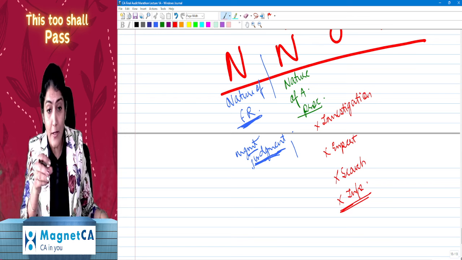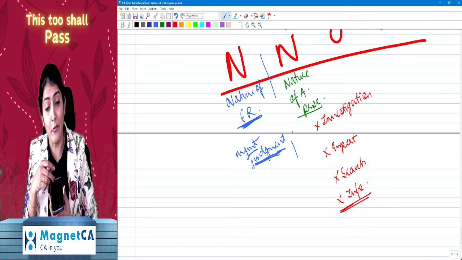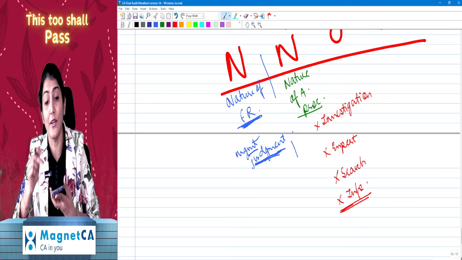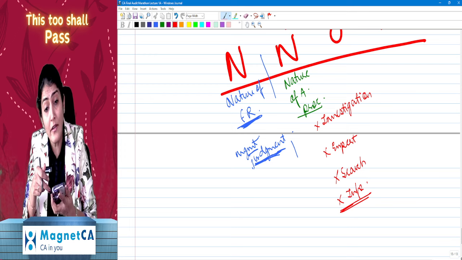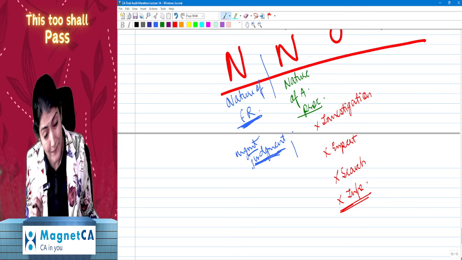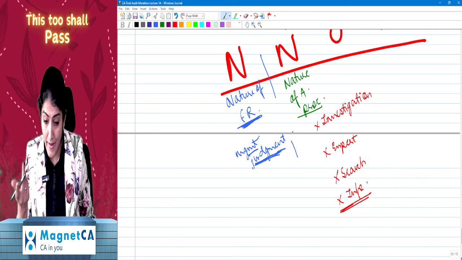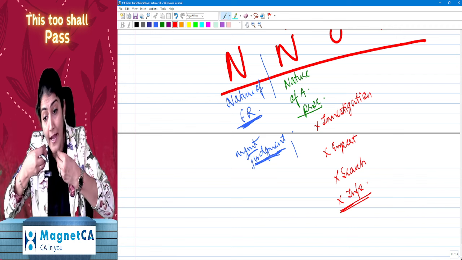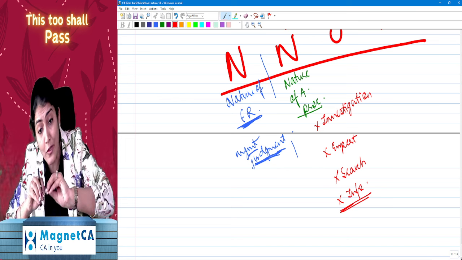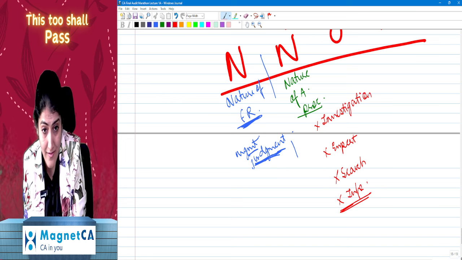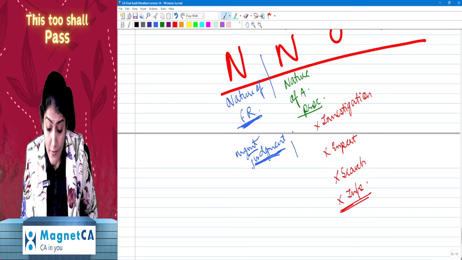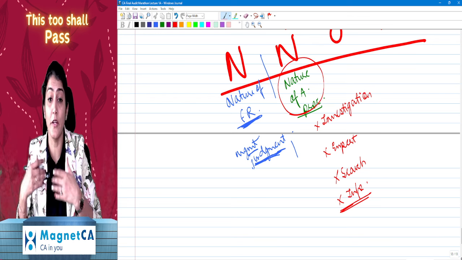So the client gave me the PPE register, property, plant, equipment register, and I did my audit on that register. Who on earth knew that this register itself is wrong? So management gives me wrong information, and I end up doing the right audit procedure on the wrong information. You understand that? So that's the nature of the audit procedure.